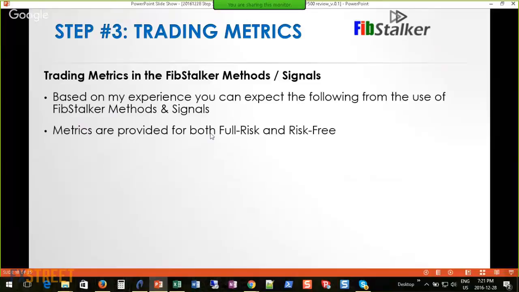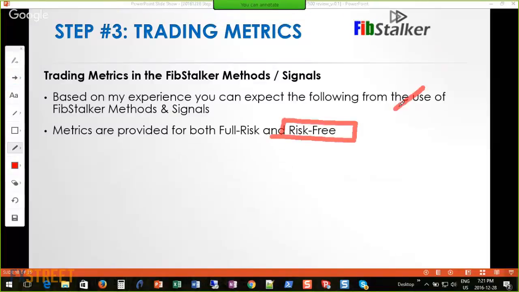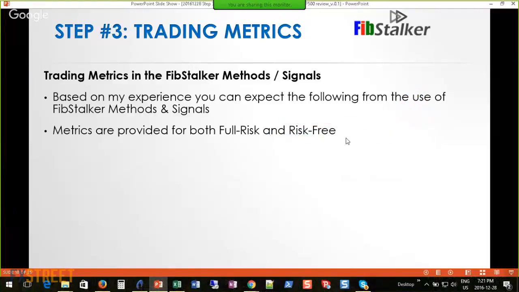Now, the metrics here are provided for both full risk and risk-free. Again, I'm not going to explain what risk-free trading is, but if you go on my page, and go on FS, you will find a very good and simple explanation of risk-free trading. The point is that when we use risk-free trading, we exit half of the position as soon as our paper gain equals our risk, and that's what I call a risk-free position. The advantage is that the position then goes back and stops us out. We never move the stop. Then we end up at break-even plus cost of trading.